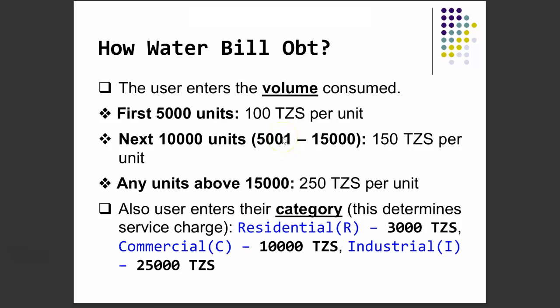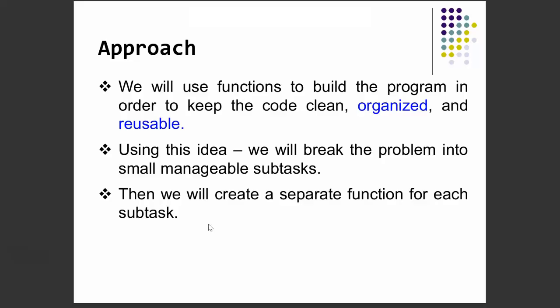of water they consumed. So in other words, the total water bill will be the summation of the consumption charge plus the service charge, which will be based on the category of the customer.